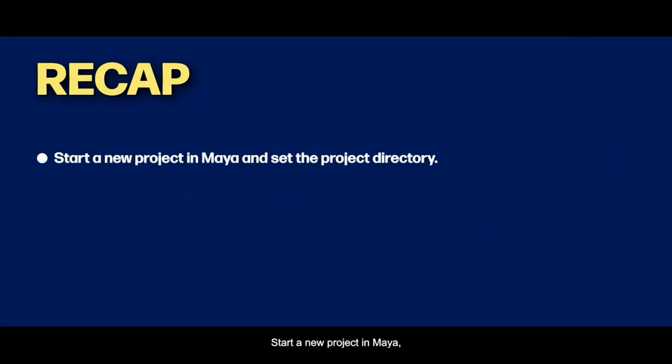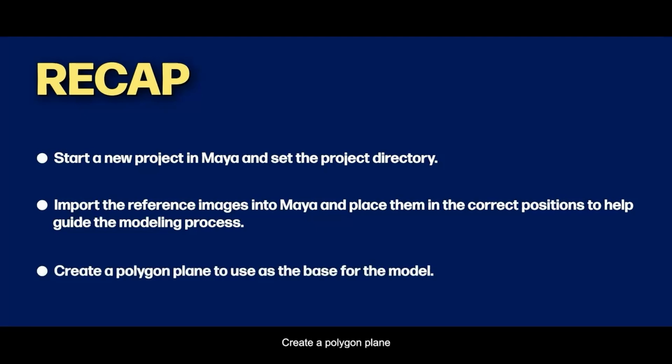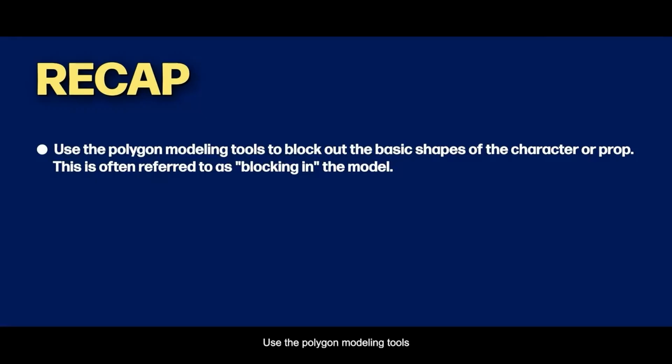Start a new project in Maya and set the project directory. Import the reference images into Maya and place them in the correct positions to help guide the modeling process. Create a polygon plane to use as the base for the model. Use the polygon modeling tools to block out the basic shapes of the character or prop. This is often referred to as blocking in the model.